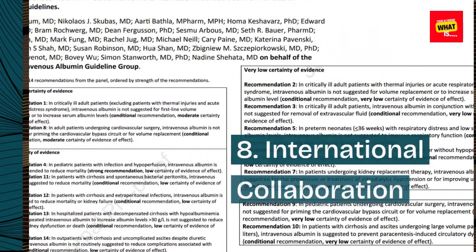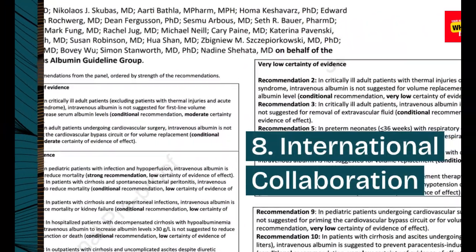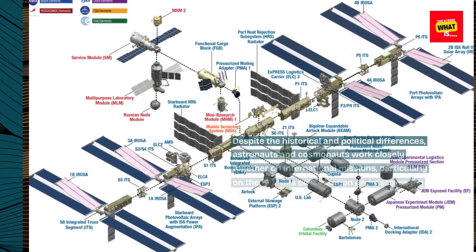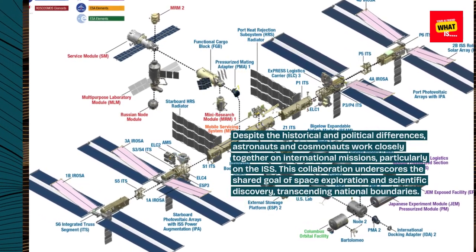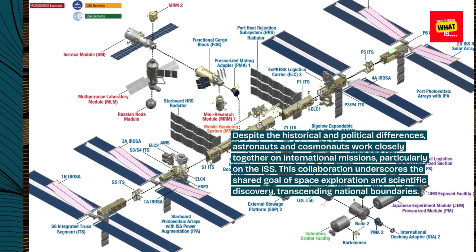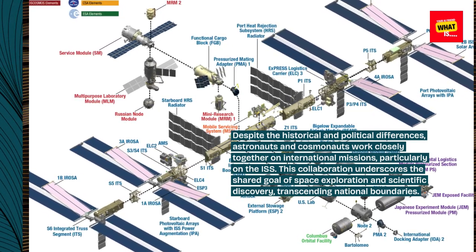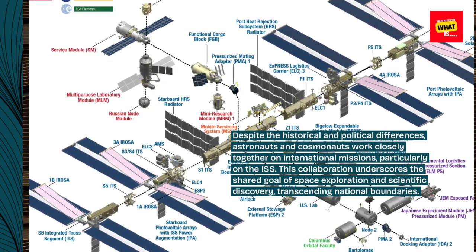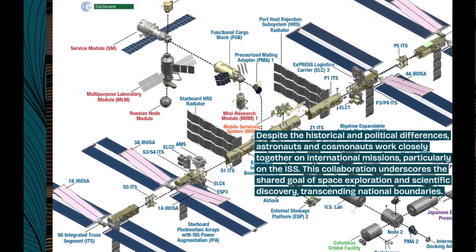8. International collaboration. Despite the historical and political differences, astronauts and cosmonauts work closely together on international missions, particularly on the ISS. This collaboration underscores the shared goal of space exploration and scientific discovery, transcending national boundaries.